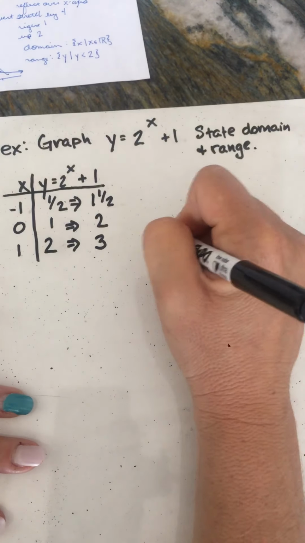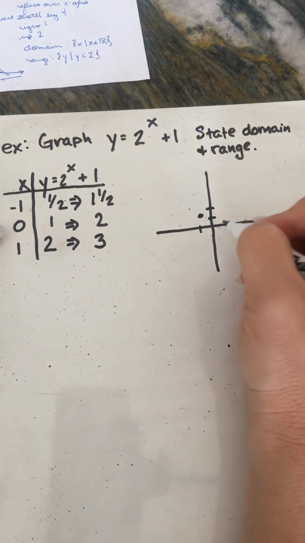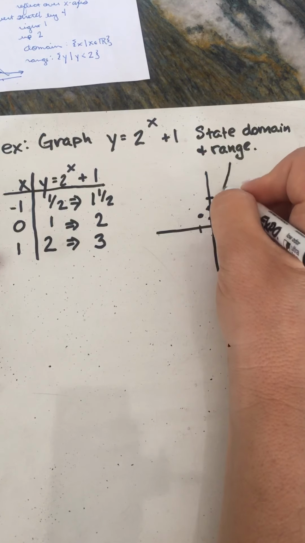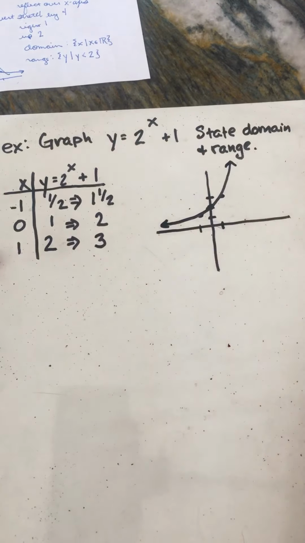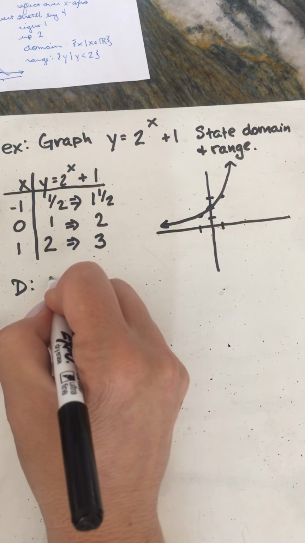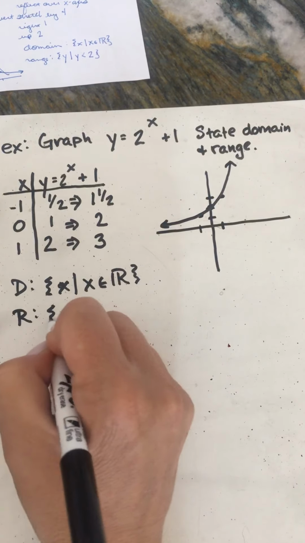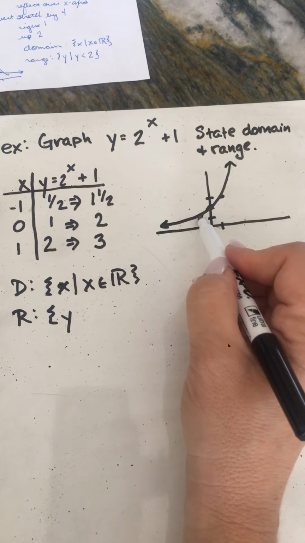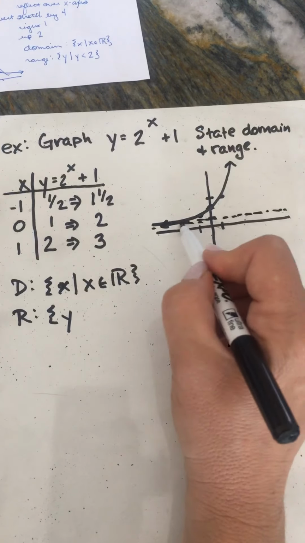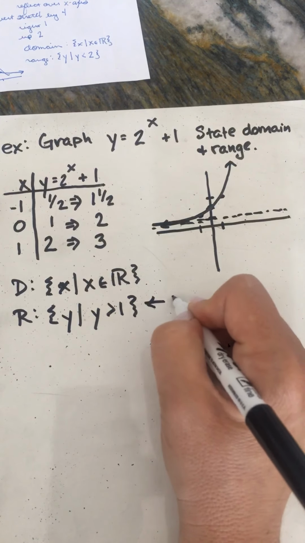So graphing it on the coordinate plane, negative 1, 1.5. So over there, so right there. 0, 2. 1, 3. All right, not so bad. So the domain, well, remember we can put in any old x value. So this is x such that x is an element of all the reals. And our range is our y. So y, keep in mind, it wasn't going to go below the x-axis. Now that we've shifted it up 1, it's never going to go below the line y equals 1. So y such that y is greater than 1. That's because of our vertical shift.